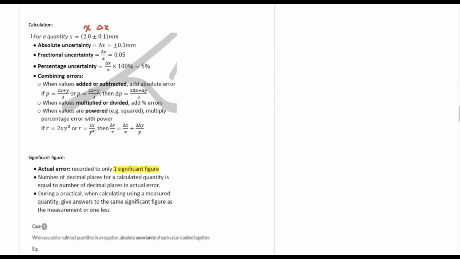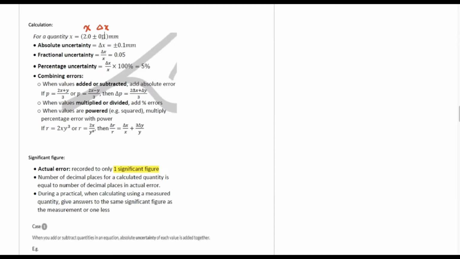If you want to calculate errors, there are a few formulas here. Now for the example, let's say a quantity x, which is 2.0 plus minus 0.1 mm. First of all, we need to know that 2.0 is the x, and the plus minus delta x, plus minus 0.1, is the delta x. Delta x is known as the absolute uncertainty. Absolute uncertainty delta x is plus minus 0.1 mm, which is the back part.